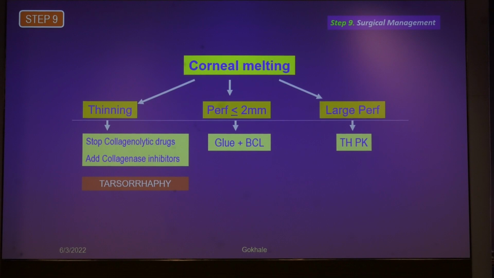Step 9 is surgical management. If you have a patient we know with a large melt or perforation, we of course do a therapeutic graft. Small perforations we might manage with glue and a bandage lens, and if we pick them up early with thinning, we could consider using collagenase inhibitors and tarsorrhaphy.